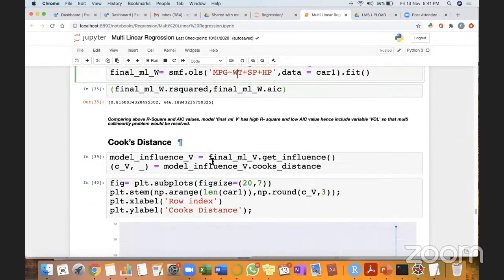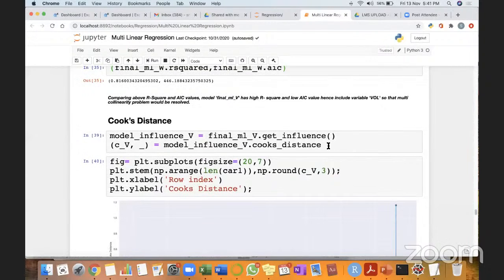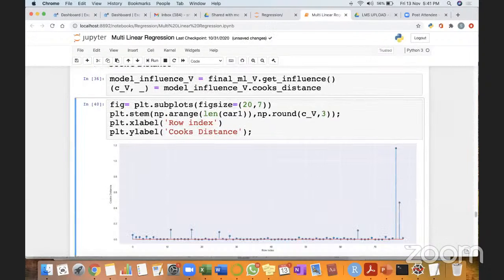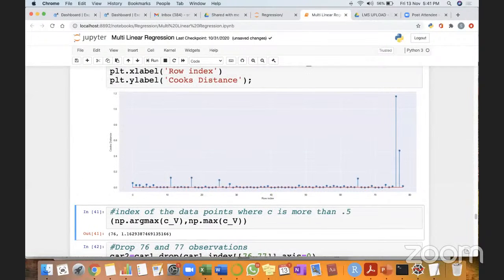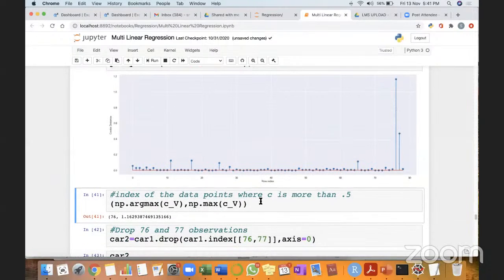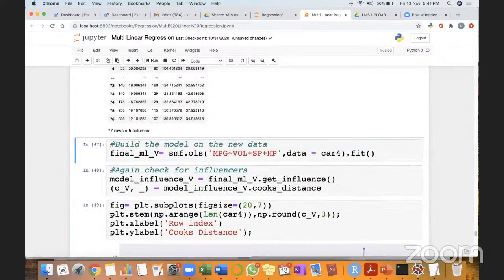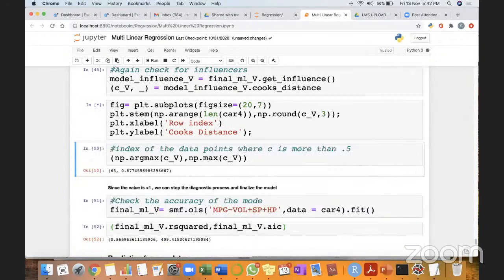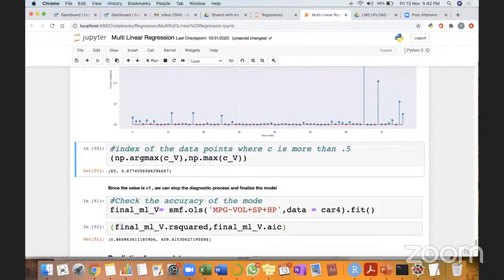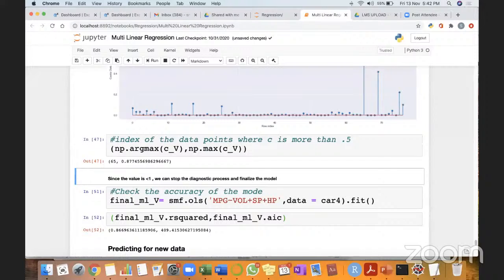Okay. Now, with the latest model, again go for the Cook's distance. This is the 77th observation, okay, the 76th observation, where we have again got a high Cook's distance value. Remove that also and build the model again. These are the steps we are repeating multiple times, just to ensure that we don't have any influential outliers in the data set.